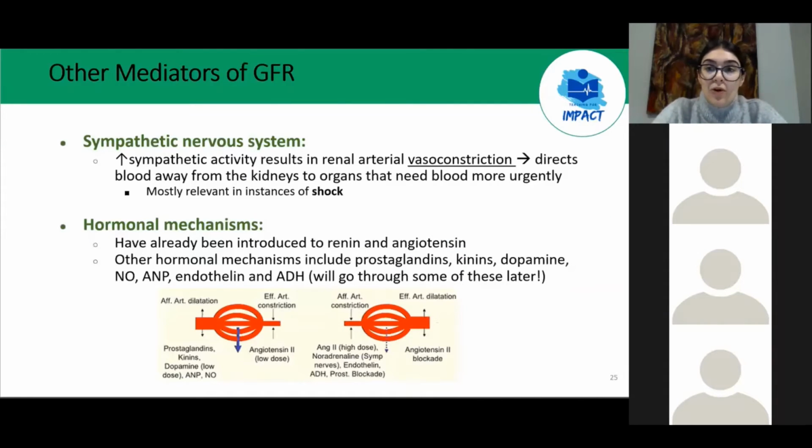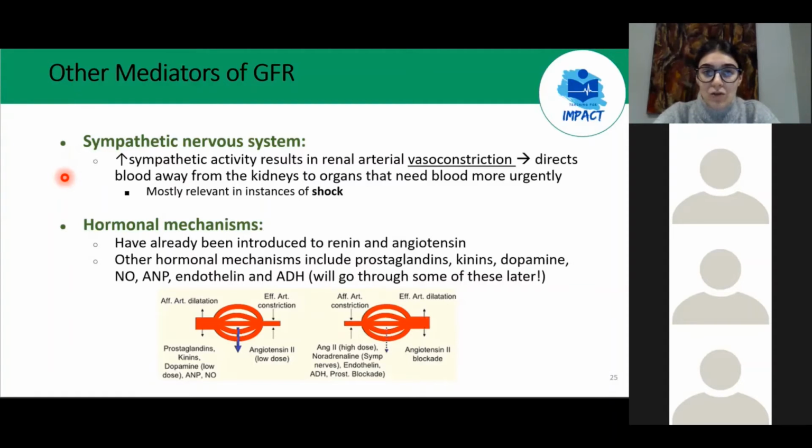Cool. So just in case those two mechanisms weren't enough, there's a few more that help to regulate GFR, the glomerular filtration rate. The third one is the sympathetic nervous system. And it's important to know that the sympathetic nervous system actually doesn't have much of an impact on glomerular filtration rate at rest. It really kicks into play when you have situations like shock.